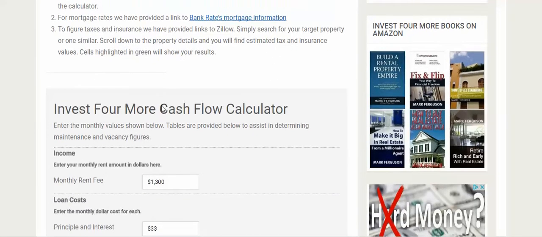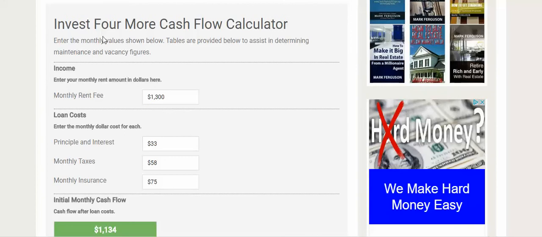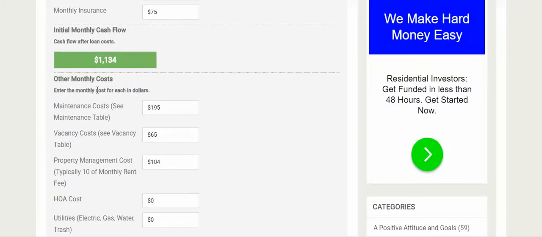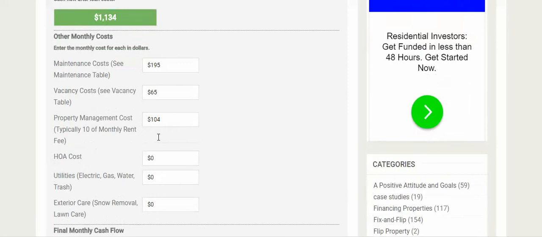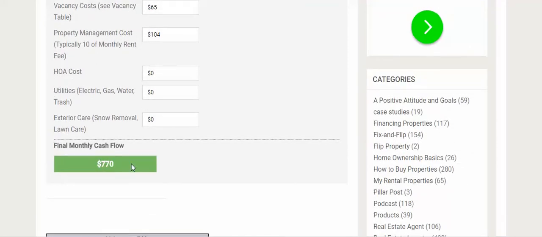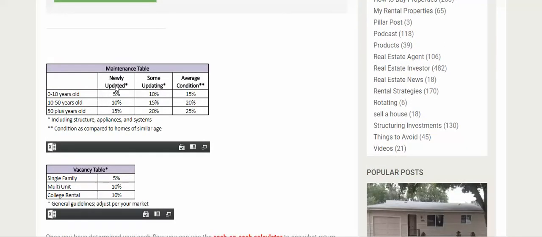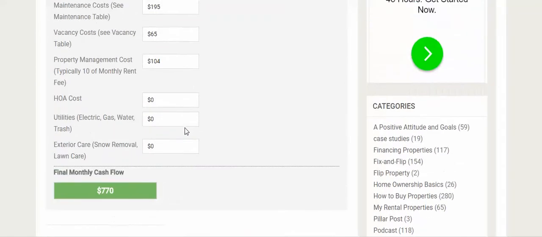All right, so once you've kind of got all that stuff figured out, here's the actual calculator. You enter what you think the monthly rent will be, your loan costs. It gives you an initial monthly cash flow number, and then we come in and figure your other costs to see what your true final monthly cash flow will be. And then here are those tables I talked about for figuring your maintenance and figuring your vacancy. And we'll go all over that soon.